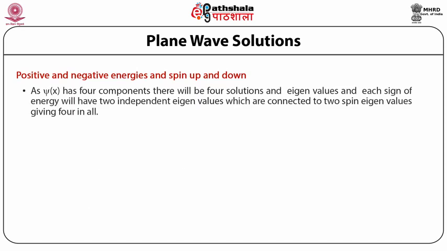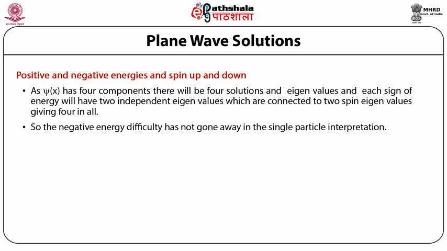So as psi x has 4 components, there will be 4 solutions, and each sign of energy will have 2 independent eigenvalues which are connected to the 2 spin eigenvalues, giving 4 in all. So the negative energy difficulty has not gone away in the single particle interpretation of the Dirac equation.